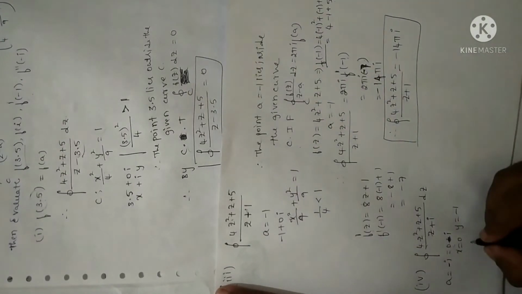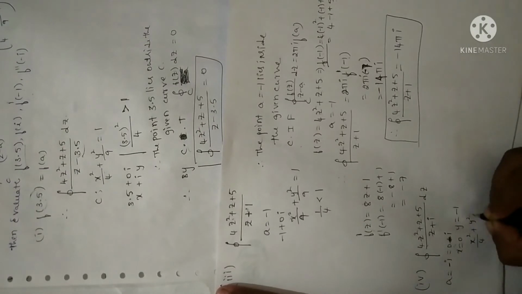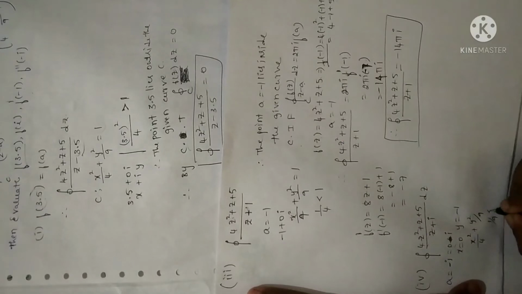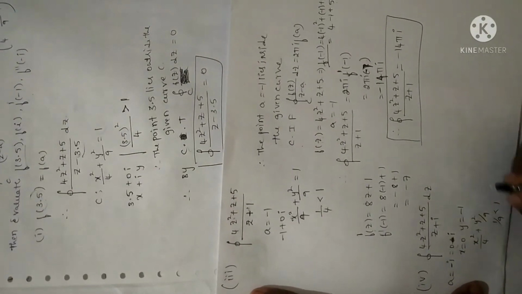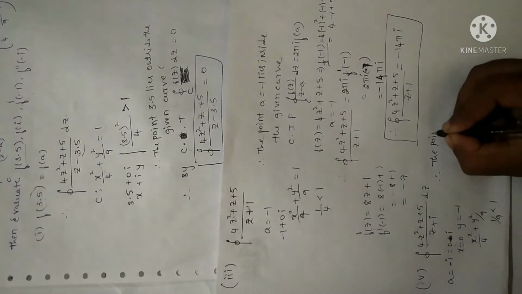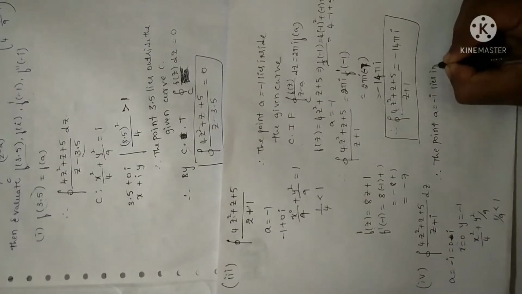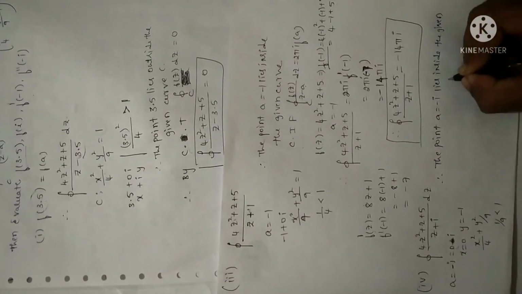If you want, I'll do it here. See, x²/4 + y²/9: x is 0, y² is 1, and 1 by 9 is less than 1. When the value is less than 1, the given point will be inside. Therefore, the point a equal to -i lies inside the given curve.